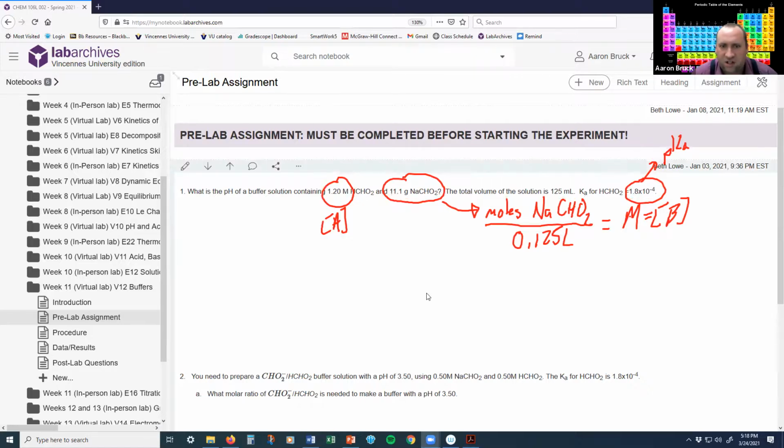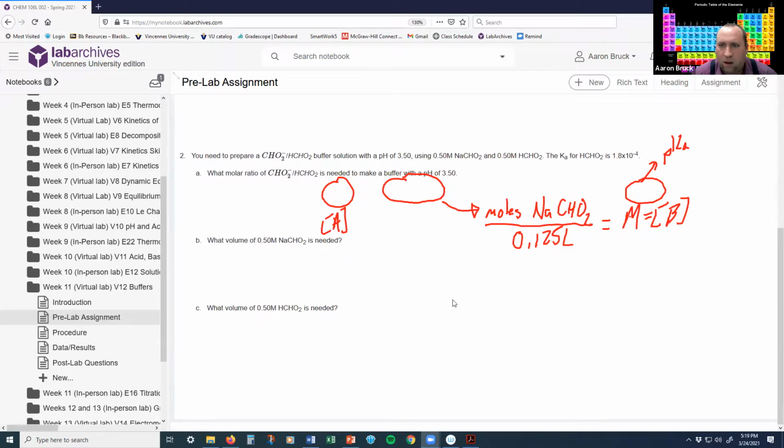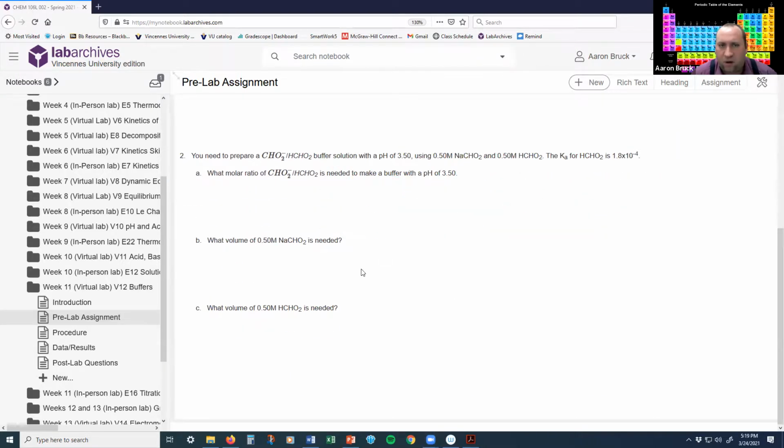The second question here is the one that's a little bit more involved, a little bit more difficult, because it's the same kind of question as that cinnamic acid question. I need to make a pH 3.5 buffer. This time I know what concentrations I'm going to use. I just need to know what the molar ratio is. And so, the nice thing about this particular problem is that part's already been kind of set up for you. Part A just wants to know what is B over A.